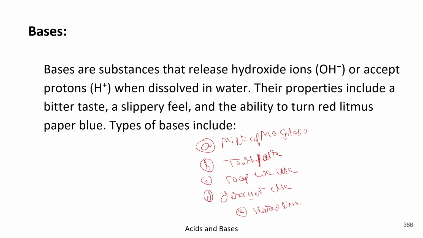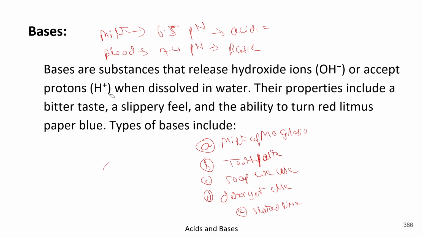Got it? And one important thing, remember, the common milk which we use in the household, having nearly 6.5 pH, is acidic. Whereas human blood has a pH value of 7.4, so you can say it is slightly basic. Got it? So remember these things.